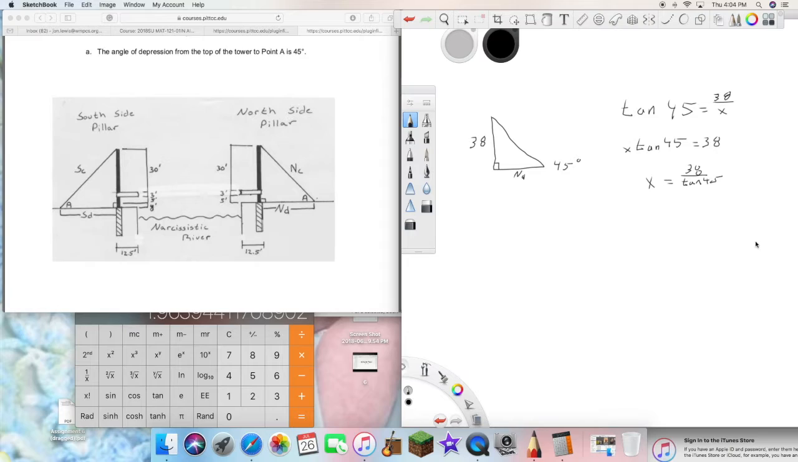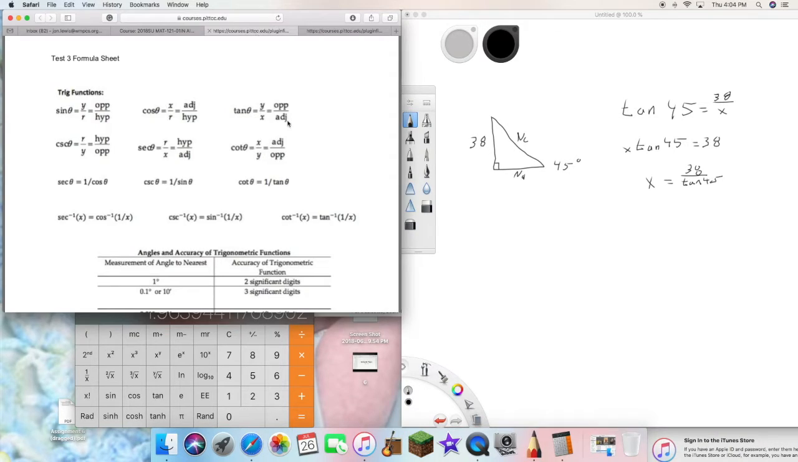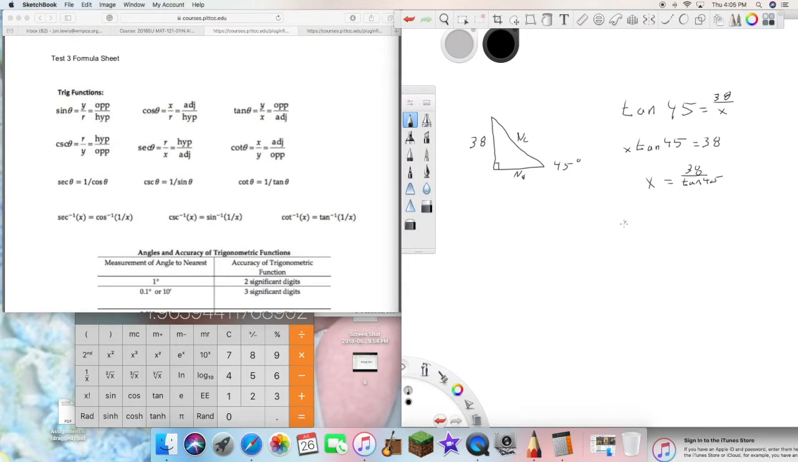So not only do we need to find ND, we're also asked to find NC. Well, this time, what do we know? We know that 38 is the opposite, and NC happens to be our hypotenuse. So which one of these will work? Well, it's going to be this one. Sine of theta is opposite over hypotenuse. So we're going to set it up just like that. This time it's going to say sine of 45 is equal to 38 divided by the hypotenuse, which in this case will be NC.